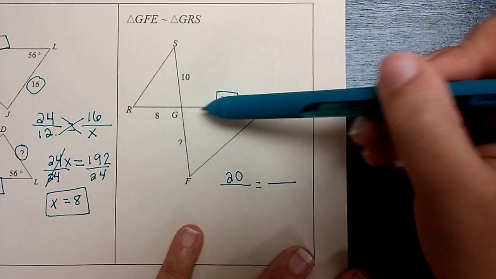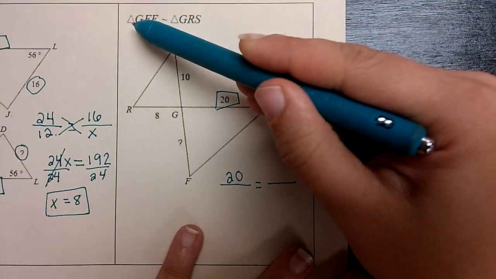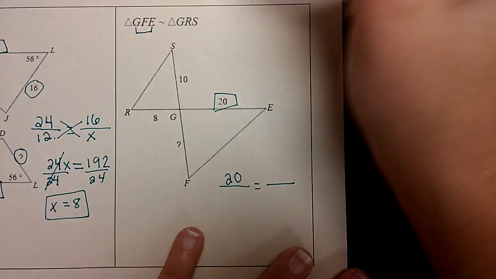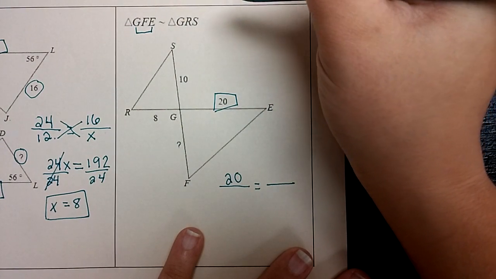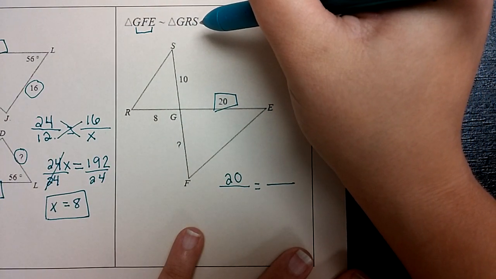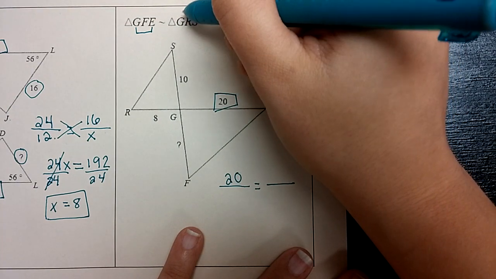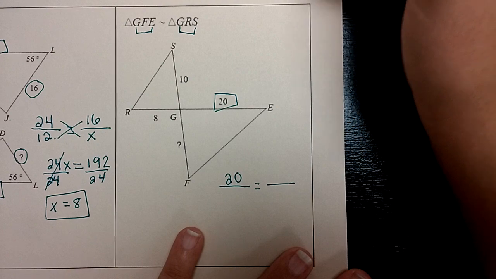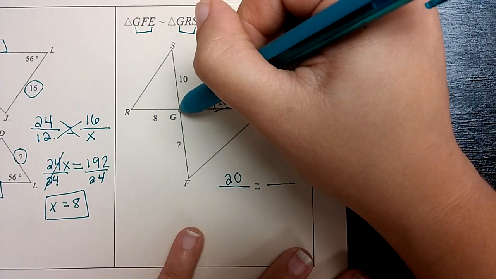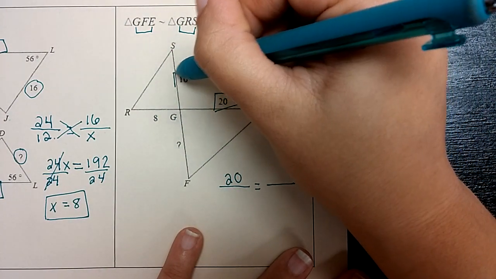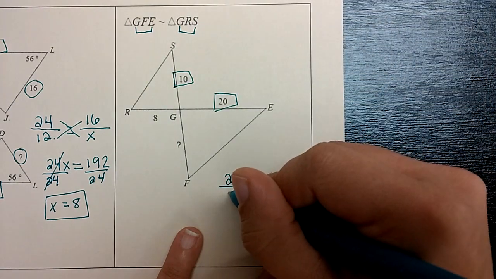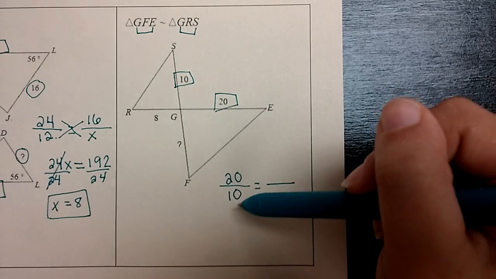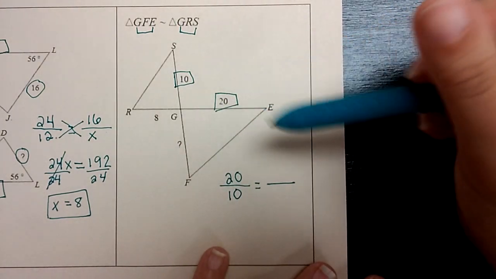20 is side GE. Well, GE, that's the first and last letter in that similarity statement for that first triangle. So I have to go to the next triangle in that statement and see what the first and last letters are there, G and S. So if I try to find side GS, the number that's on that side is 10. So I'd put 10 on the bottom because those are corresponding sides. Bigger triangle over smaller triangle and the corresponding sides.